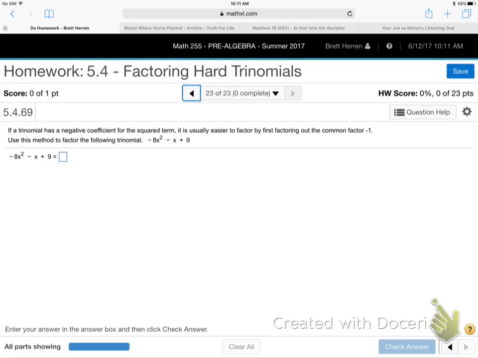Minus 8x squared minus x plus 9. They're giving us a big speech there. If a trinomial has a negative coefficient for the squared term, it is usually easier to factor by first factoring out the common factor negative 1. I agree. Use this method. I totally agree. All right, so we'll do it. Sometimes they don't always do it that way. I'm glad they've come around to my way of thinking. So minus 8x squared minus x plus 9. So they're basically saying the same thing I said. Take out the negative 1 with the 1 big parenthesis. Then do the 2.